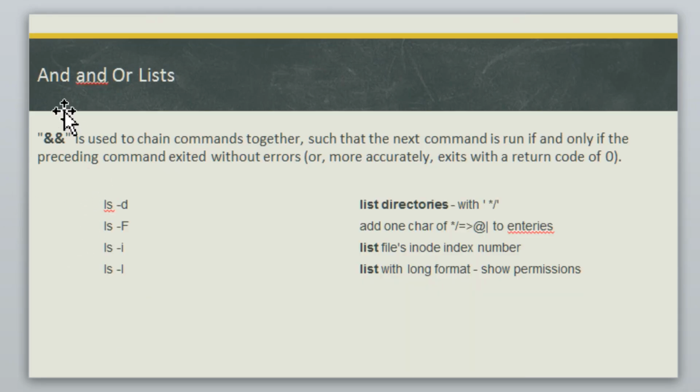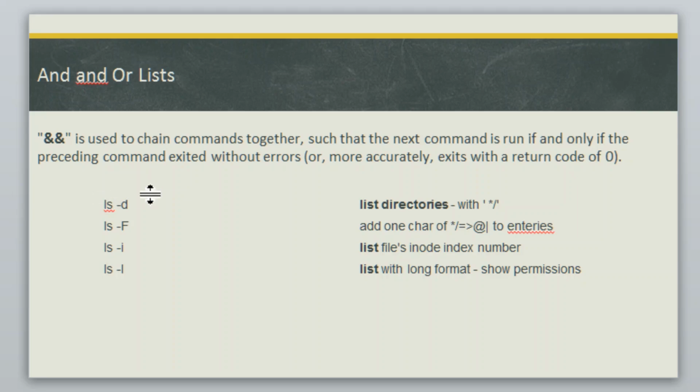Let's go ahead and talk about and/or lists. So we have and as well as or lists. This is what and looks like, two ampersand symbols. This is used to chain commands together, such that the next command is run if and only if the preceding command exited without errors, or more accurately, exits with return code of 0. So what that means is that I can run one command, put this double ampersand symbol, and a second command. If that first command runs successfully without errors, then the second command is going to run.